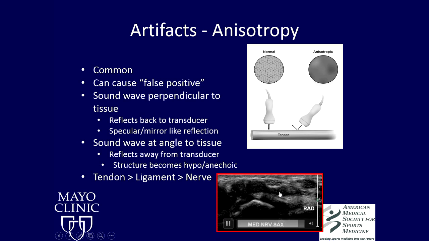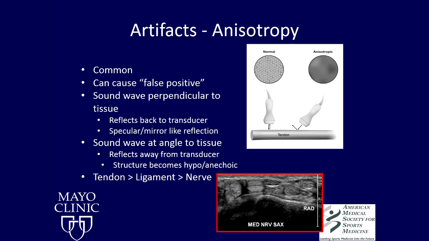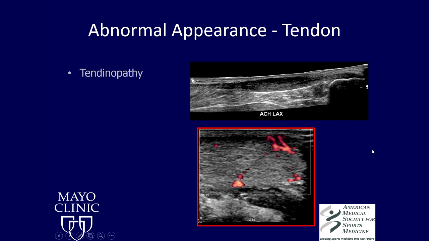So if you look at this, this is just wagging the transducer over the top of the carpal tunnel. Here are all the tendons of the carpal tunnel, and as I wag the transducer, you can see how those tendons disappear and reappear. So that just depends on whether your transducer is at a right angle relative to the tendons or at a different angle relative to the tendons. Tendons are the most susceptible to anisotropy, followed by ligaments, followed by nerves. So this is very, very important.